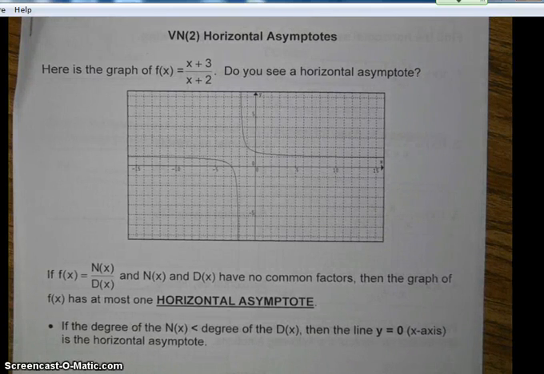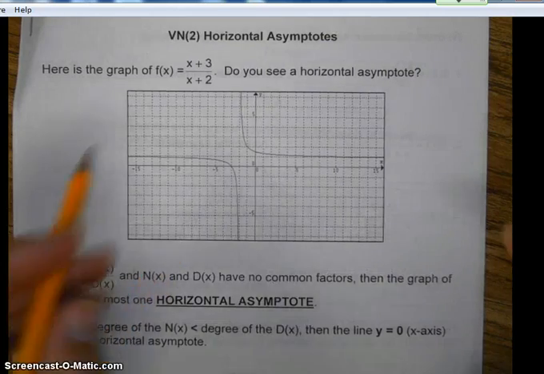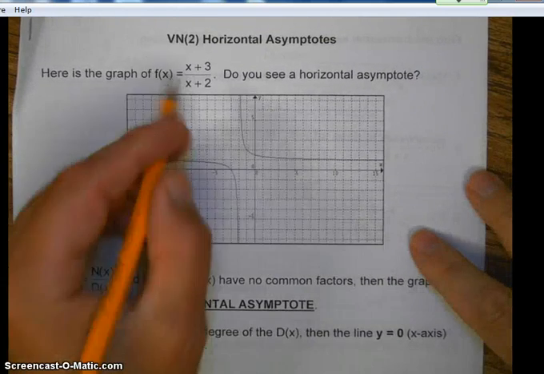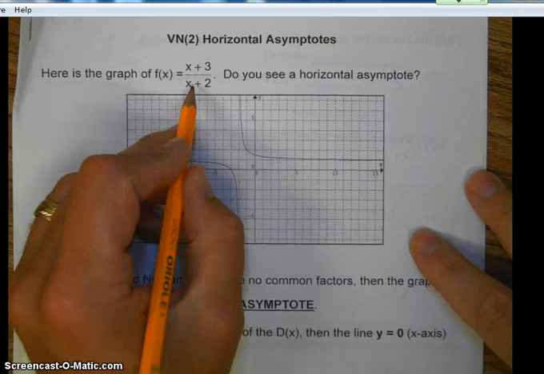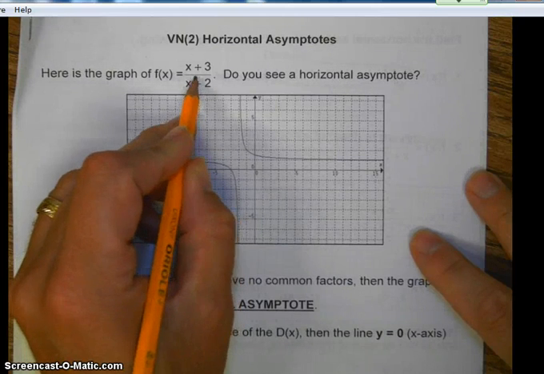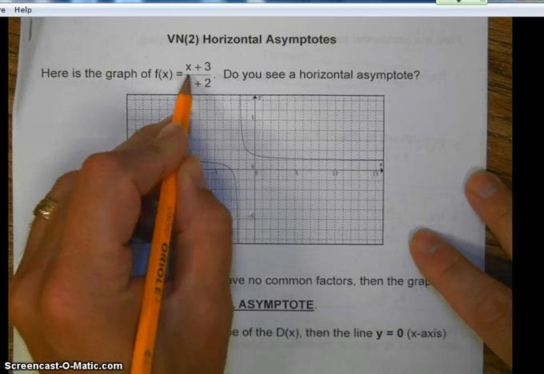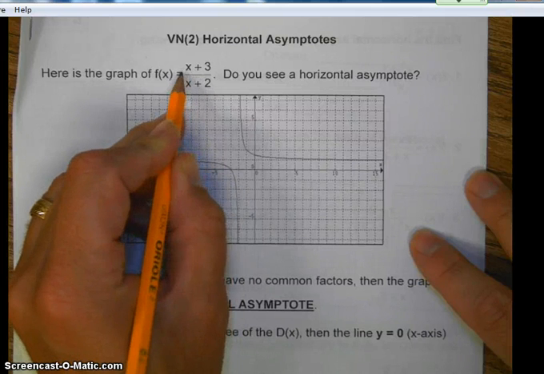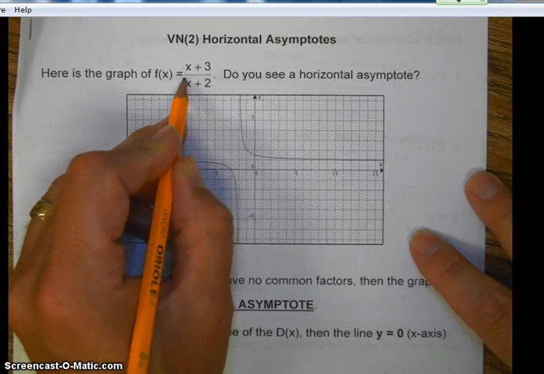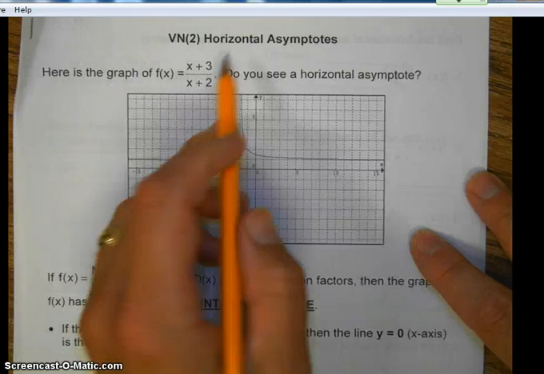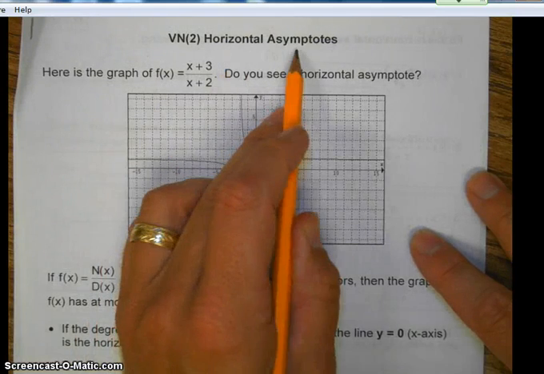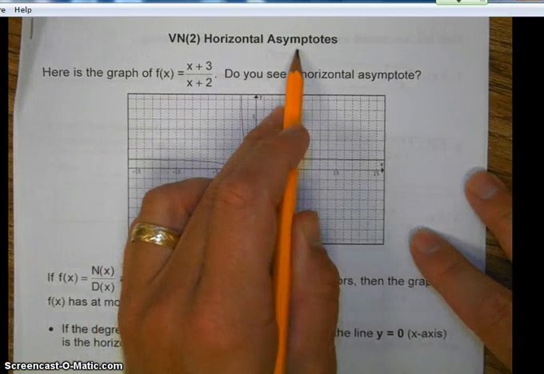Next, we're going to look at the horizontal asymptotes of a rational function. So we have a rational function right here. Notice we have an x in the denominator, and that's kind of what gives us a clue here that this is rational. So we're going to look at how to find the horizontal asymptotes if they exist.